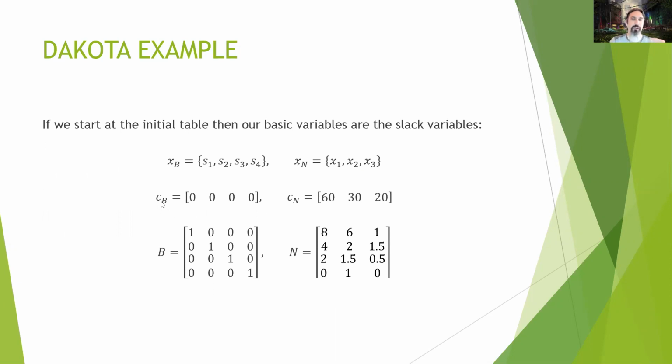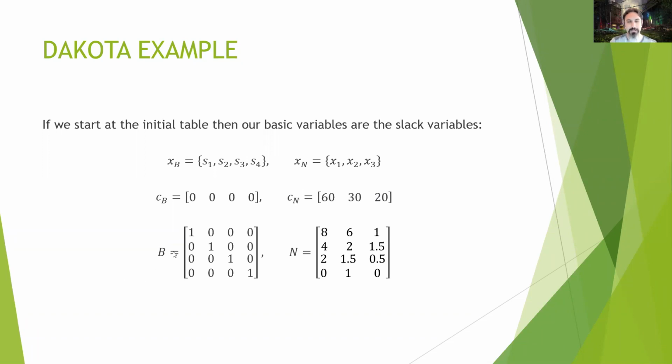So the coefficients for basic variables in the objective function are 0, 0, 0, 0. This is because the S1, S2, S3, and S4 are the basic variables, and the corresponding coefficients, which are 0, 0, 0, and 0, make up the CB vector. And X1, X2, and X3 are non-basic variables. Hence, 60, 30, and 20, which are the coefficients for x1, x2, and x3 in the initial table, are the non-basic variable coefficients vector, CN.